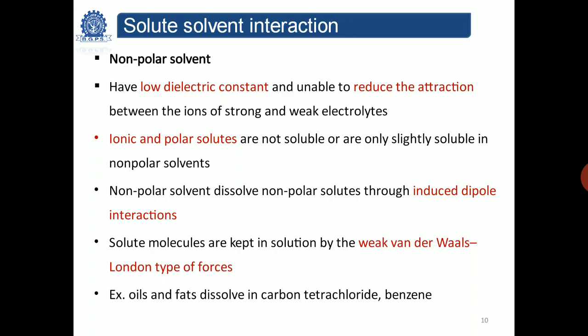So as far as the conclusion is considered, in case of the non-polar solvent, induced dipole type of interactions and the weak van der Waals type or London type forces are responsible for the solute solvent interaction in case of non-polar solvent.